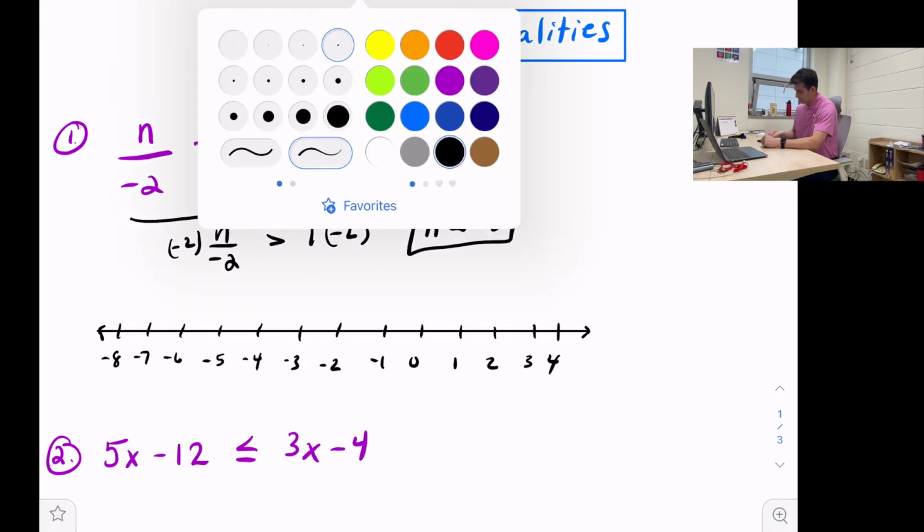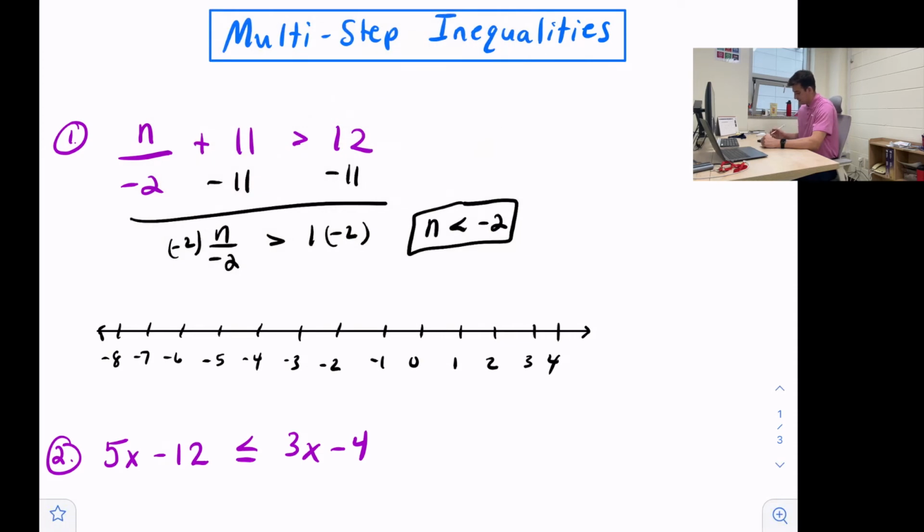All right, so we'll switch up our color here. And let's shade on our number line. So open circle on negative 2, and we're going to shade to the left.